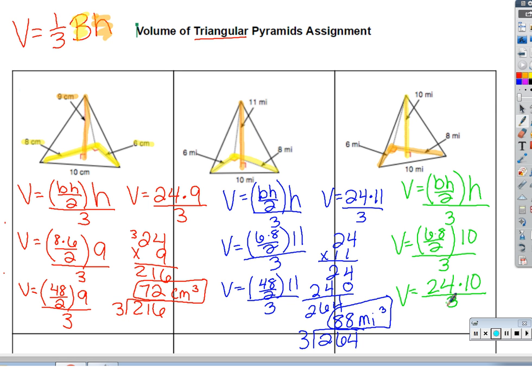6 times 8 is 48. Divided by 2 was 24. Times 10. So this is the area of the base, times the height of our pyramid, which is 240, right? So I multiply those together. And if I divide this by 3, what'd y'all get? 80 what? Miles cubed.